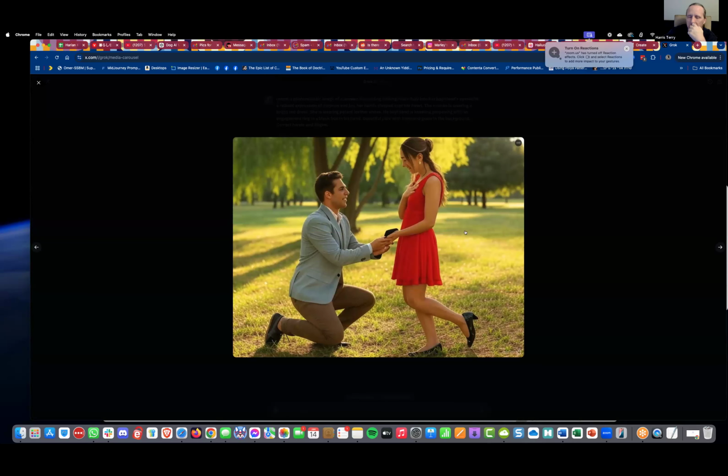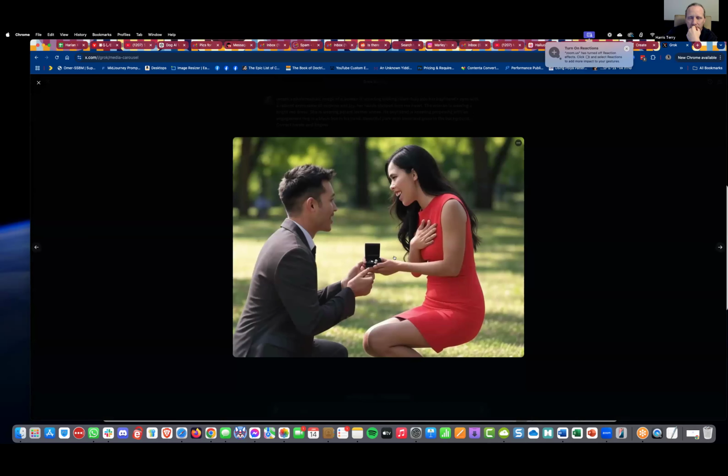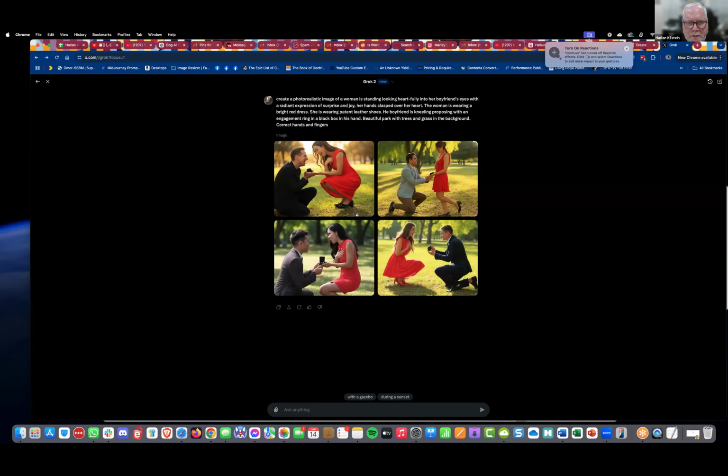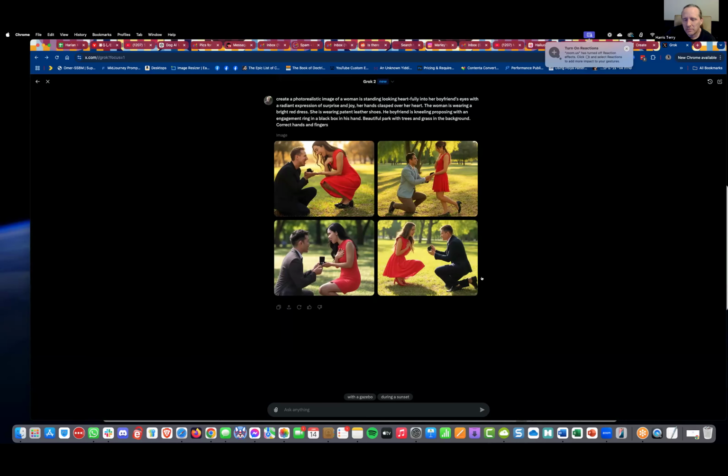Almost. She needs dental work. That's not bad, her lowering herself, like she looks happy. Their hands look a little melded there. Gosh, this is a tough audience.